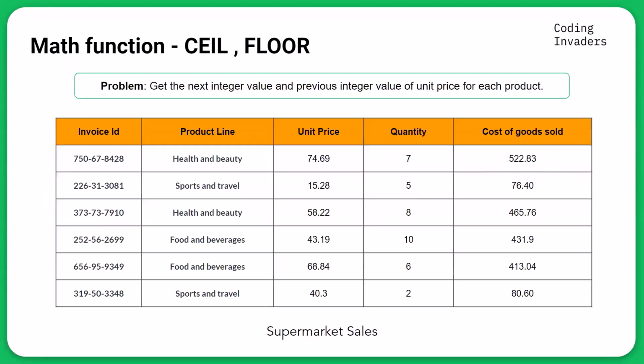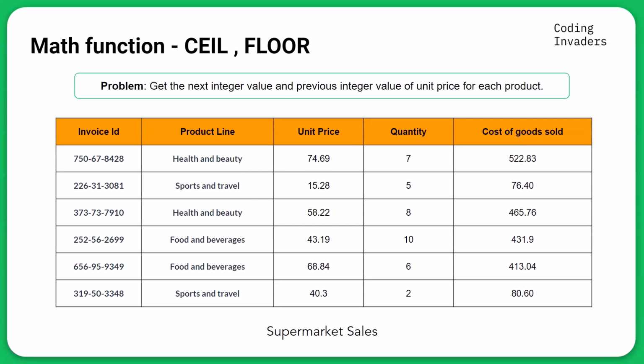Consider we have a table supermarket sales, which has 5 columns. The first is the invoice ID. Then we have the product line like health and beauty, sports and travel. Then we have the unit price, that is the price at which that particular product was sold. Then the quantity, that is the number of units of that product sold. And finally, we have cost of the goods sold.